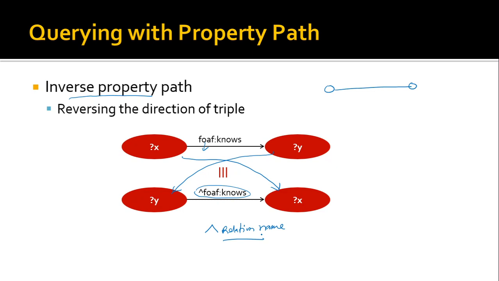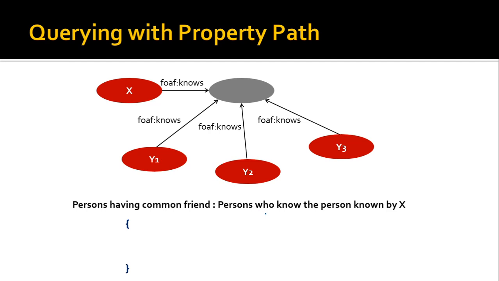Now, what kind of use can we have of this kind of reversal of the path? Let us have a look at one example, right? The example says that I need to find the persons who know the person known by X. What do I mean by that? We know that X is a person, so let us assume that. And X knows some other person, right? And this person is also known by Y1, Y2, Y3. If that is so, then our output would be Y1, Y2 and Y3.